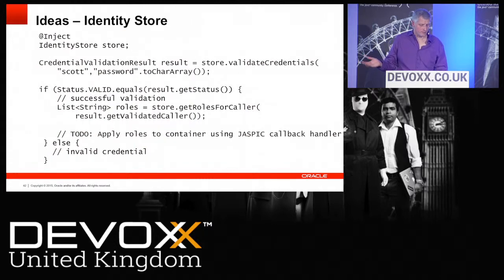And this is how you'd use it. You'd inject the identity store that's currently in your context. You would say you want to validate some credentials, so you would just say validate credentials. You pass in the username, password. Then with the result, you would just say, is it valid? If it's valid, you can just pull the roles out, and then you can apply the roles to the container, maybe through a JASPIC callback.